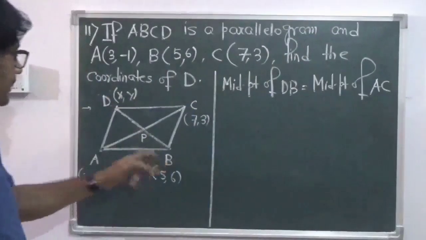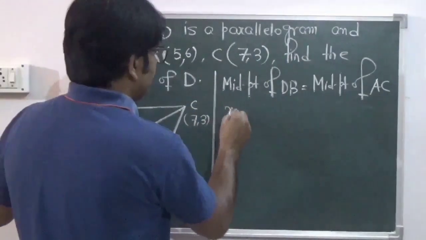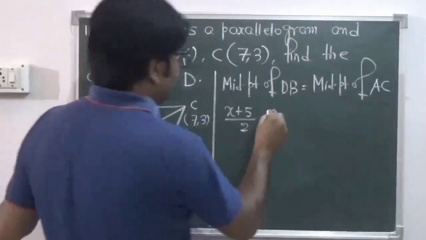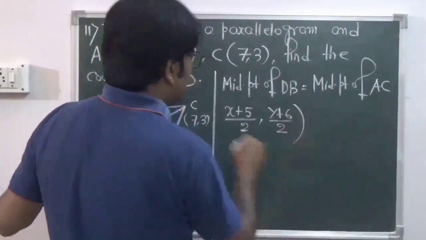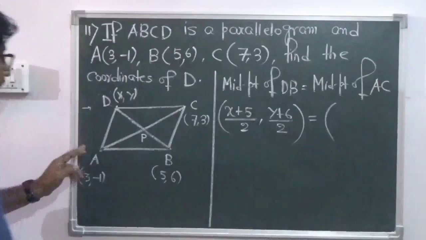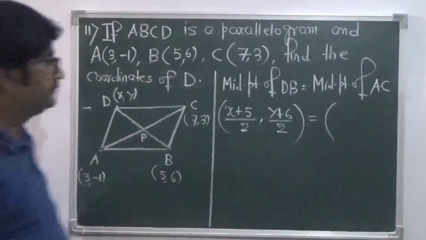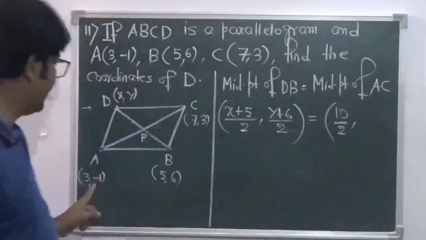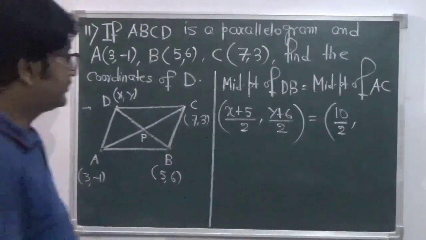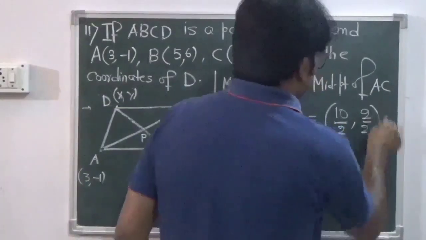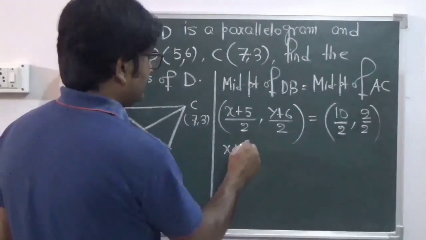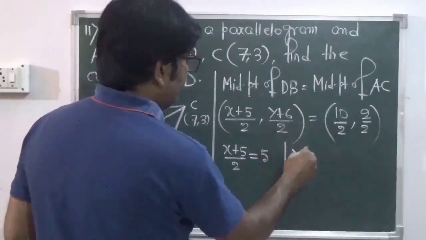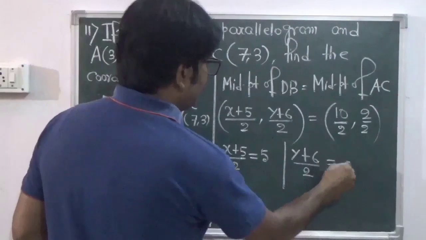Now what is the midpoint of DB? x plus 5 by 2 and y plus 6 by 2. This is equal to the midpoint of AC: 3 plus 7 by 2, that is 10 by 2, and minus 1 plus 3 by 2, that is 2 by 2. So x plus 5 by 2 is equal to 5 and y plus 6 by 2 is equal to 1.